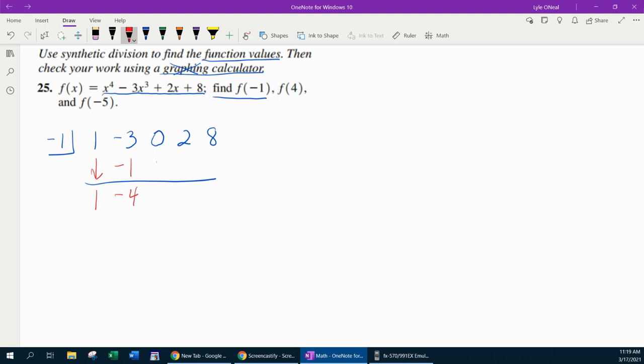Numbers below the line get multiplied. Negative 1 times negative 4 is 4. 0 and 4 is 4. Negative 1 times 4 is negative 4. 2 minus 4 is negative 2. Negative 1 times negative 2 is 2. 8 and 2 is 10. Now don't forget this separator here that separates the quotient from the remainder.